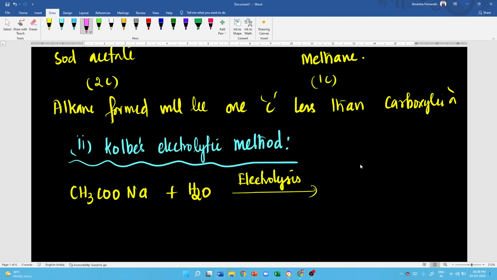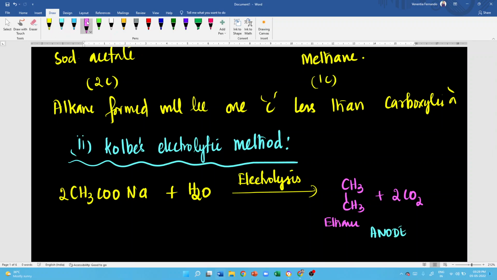It is CH3CH3, ethane, and carbon dioxide. Two molecules of carbon dioxide. That is, you have to write two, dimerization. Okay, so we have to add two molecules, and this we get from the anode.